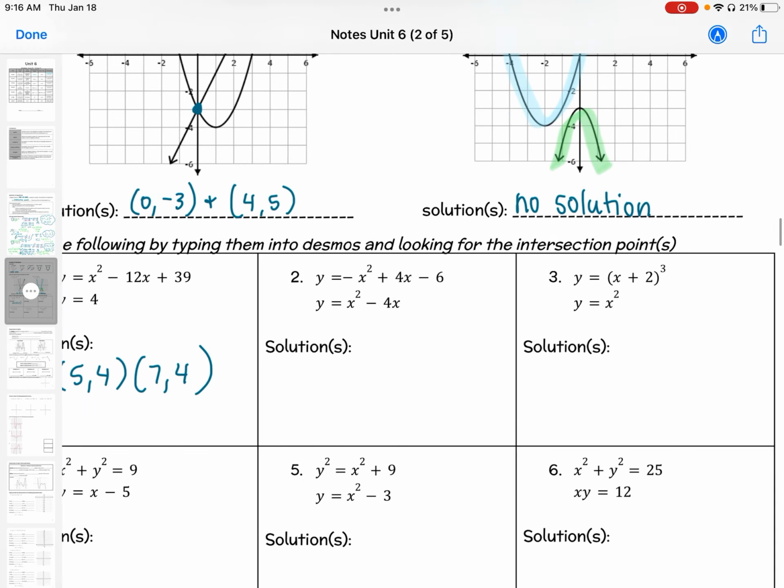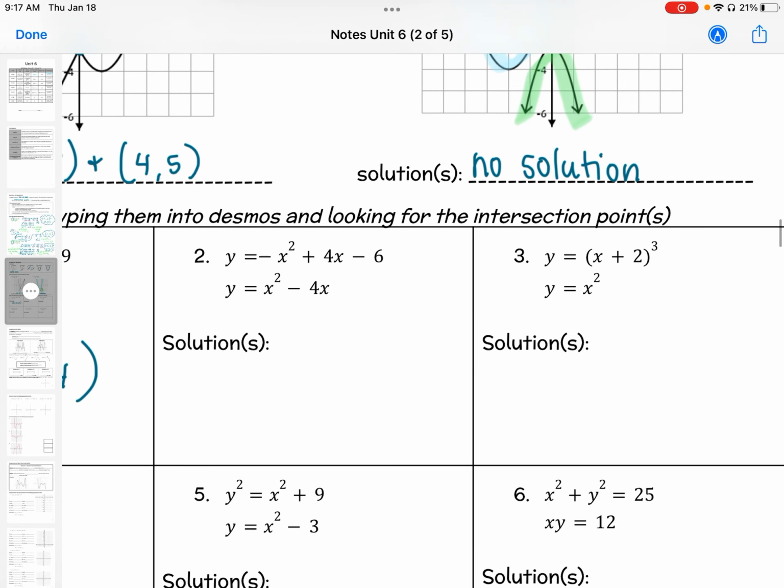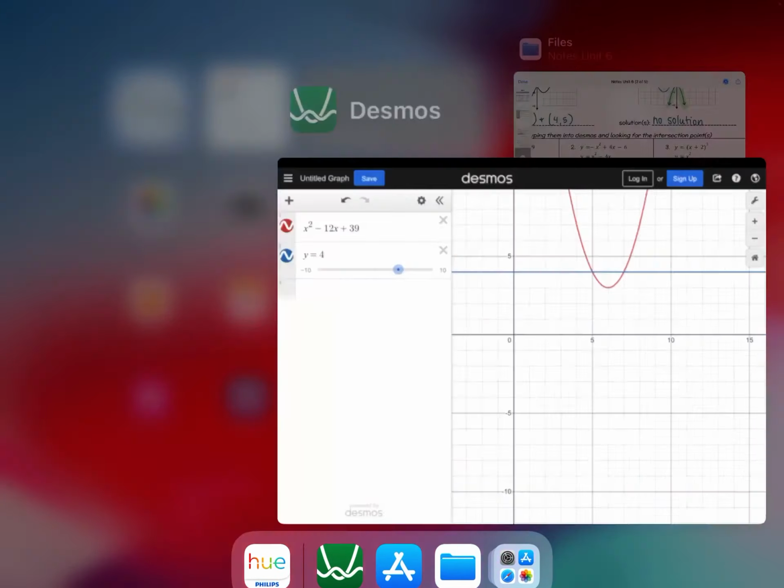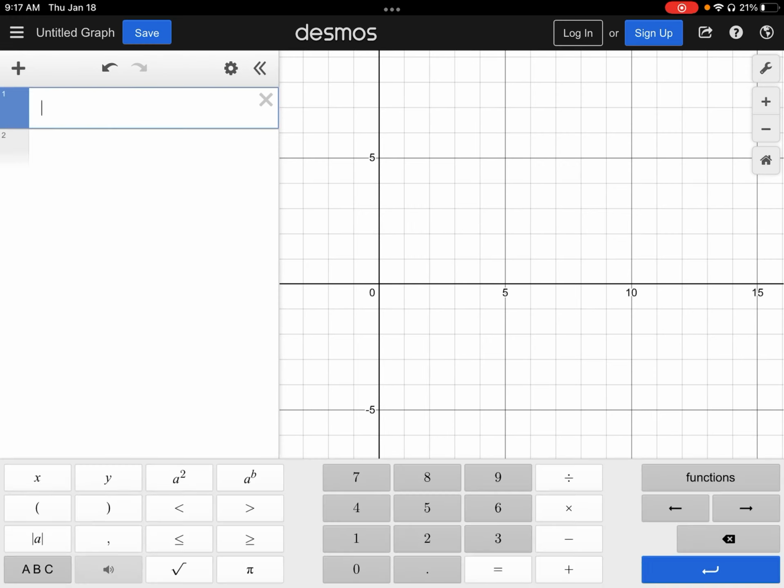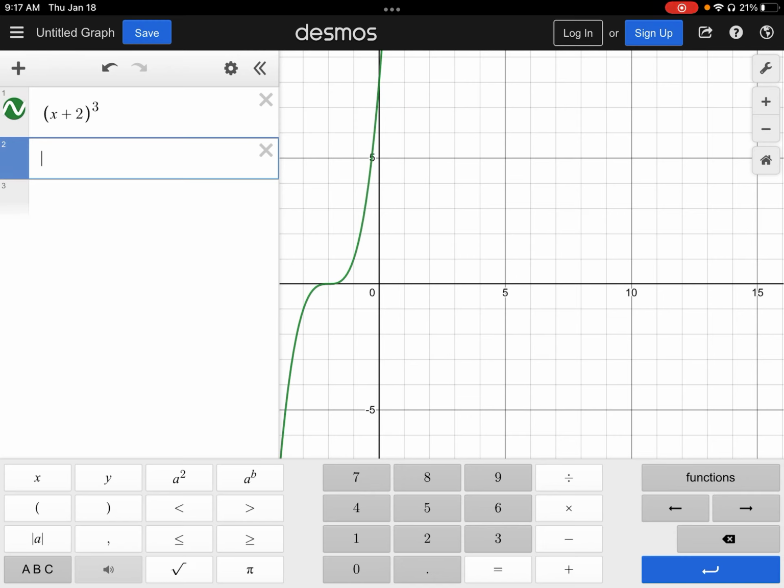All right, let's do a couple more examples. So let's do number 3. So we're going to skip number 2 and go to number 3. Clear these out and type them in again. So number 3, we have x plus 2, squared. Oh, okay, if I could read, it's cubed. So let's change that. So that is our first function, and then x squared is our other one.